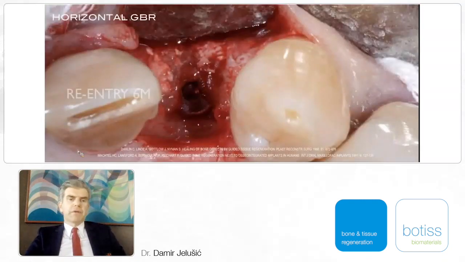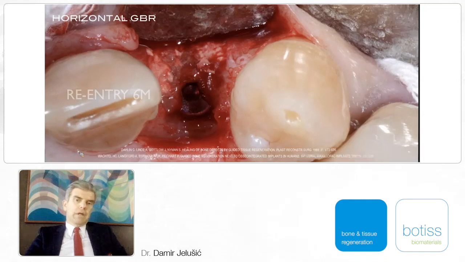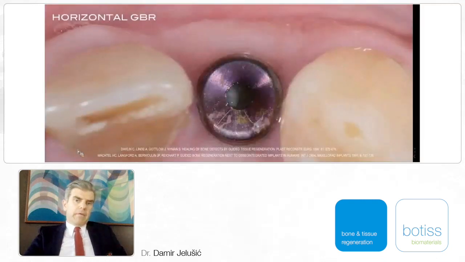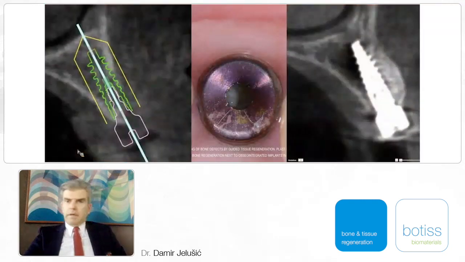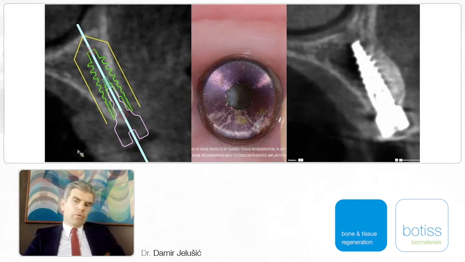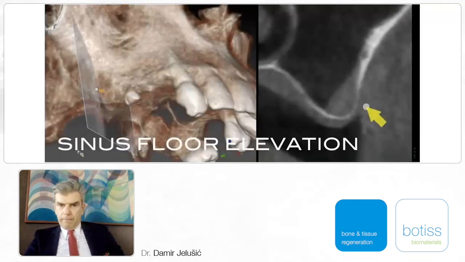And this is re-entry at 6 months, and you can see that there is a combination of new formed bone and Cerabone on the vestibular side. But again, we would like to have Cerabone to maintain the wall. Here it's repositioning of the mucosal flap and final contour, and you can see the quantity of regenerated bone on the vestibular side. So the implant is surrounded with more than 2 or 3 millimeters of bone.